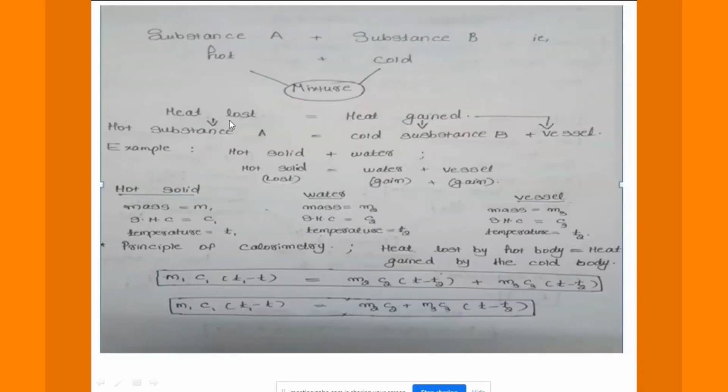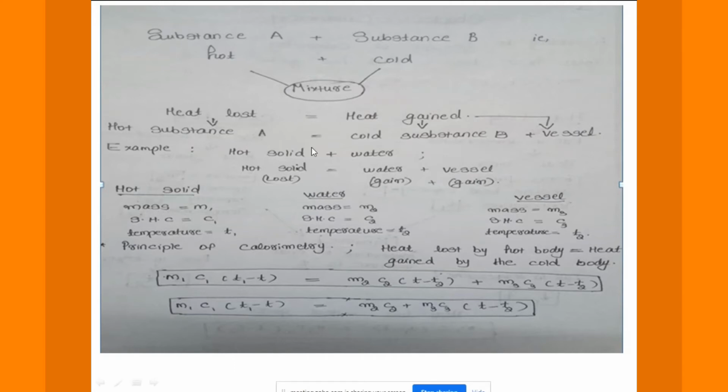Okay, so I am trying to demonstrate that now. If I have a hot substance A and a cold substance B, and I am mixing them, what will happen? Heat energy will be lost by the hot substance and heat energy will be gained by the cold substance, plus the vessel, right? The vessel also gains some heat energy.